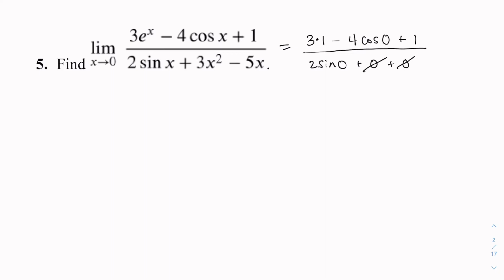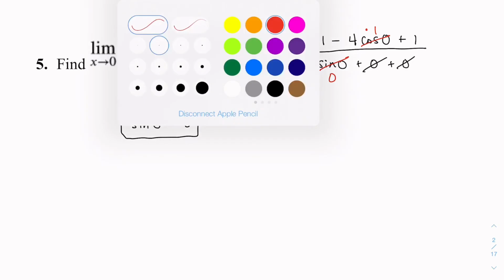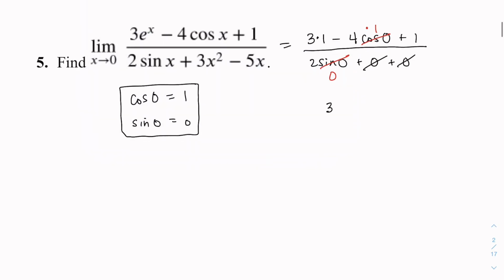So that's what we've got. Now, you could go and draw the xy coordinates for 0 and figure out sine and cosine, but I just want you to memorize that cosine of 0 is 1 and sine of 0 is 0. If you can commit those to memory, it will make your math a lot faster. So cosine of 0 is 1. Sine of 0 is 0. So in my numerator now, I have 3 minus 4 times 1, which is 4, plus 1, all over 2 times 0, which gives me 0 over 0.